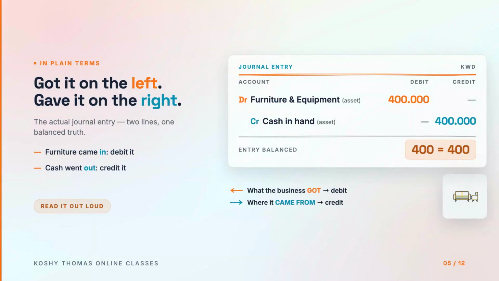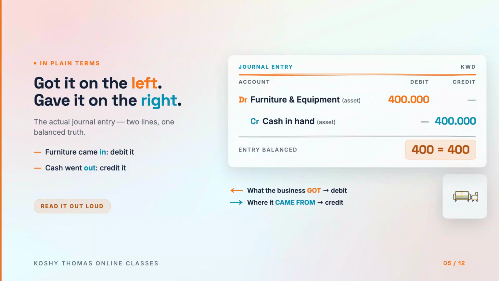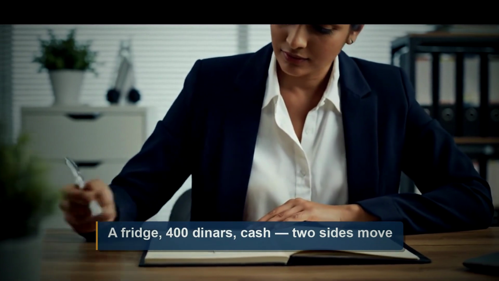So the entry in the books looks like this. Debit, furniture and equipment, 400. Credit, cash, 400. Read it out loud. What the business got goes on the left, where it came from goes on the right. That's the whole logic. And here's your quick check. If the two sides don't match to the last fils, something is missing. Got that? Good. Because the next part builds right on it.